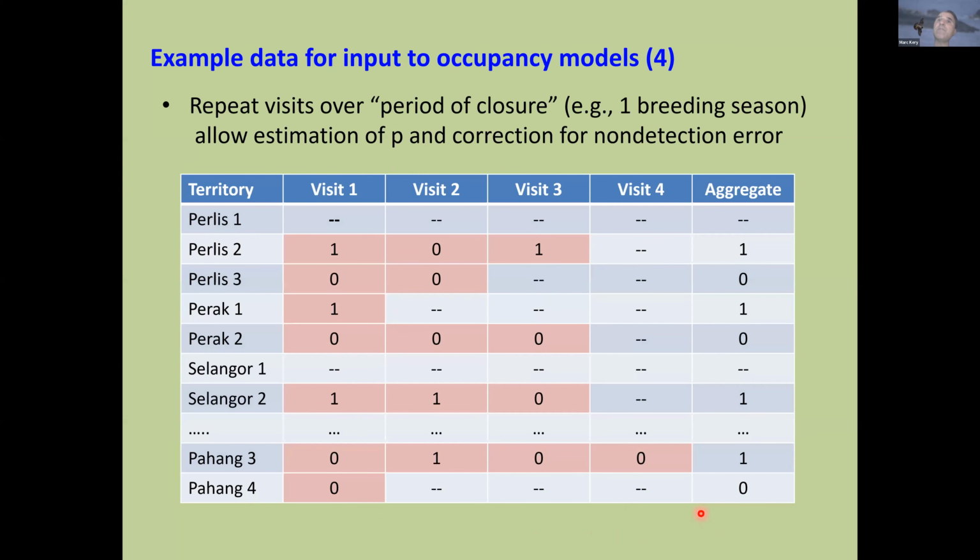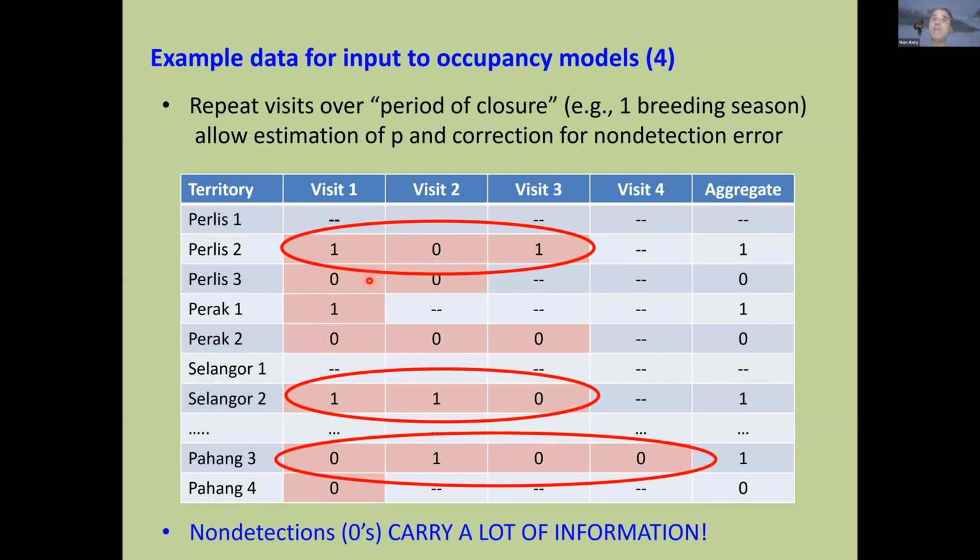So let's look at the schematic of what kind of data we could get in a single year for our imaginary peregrine survey in Malaysia, where we now assume that we have some sites which are occupied, some sites which are not occupied, and are visited just once, like Perak 1 or Pahang 4, but at least some of the sites are surveyed multiple times. It is these multiply visited sites which have a so-called mixed detection history, where sometimes a pair or the birds are seen, sometimes they're not seen.